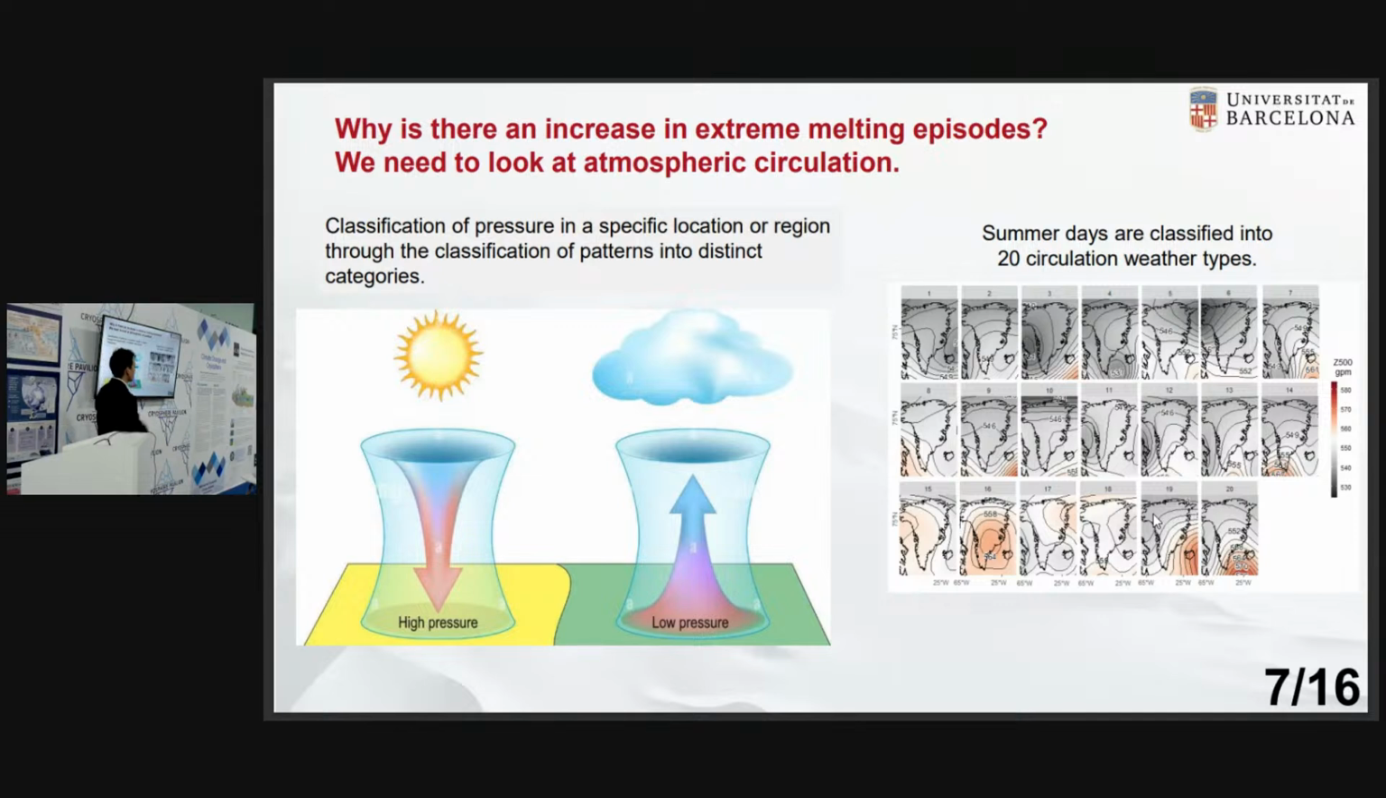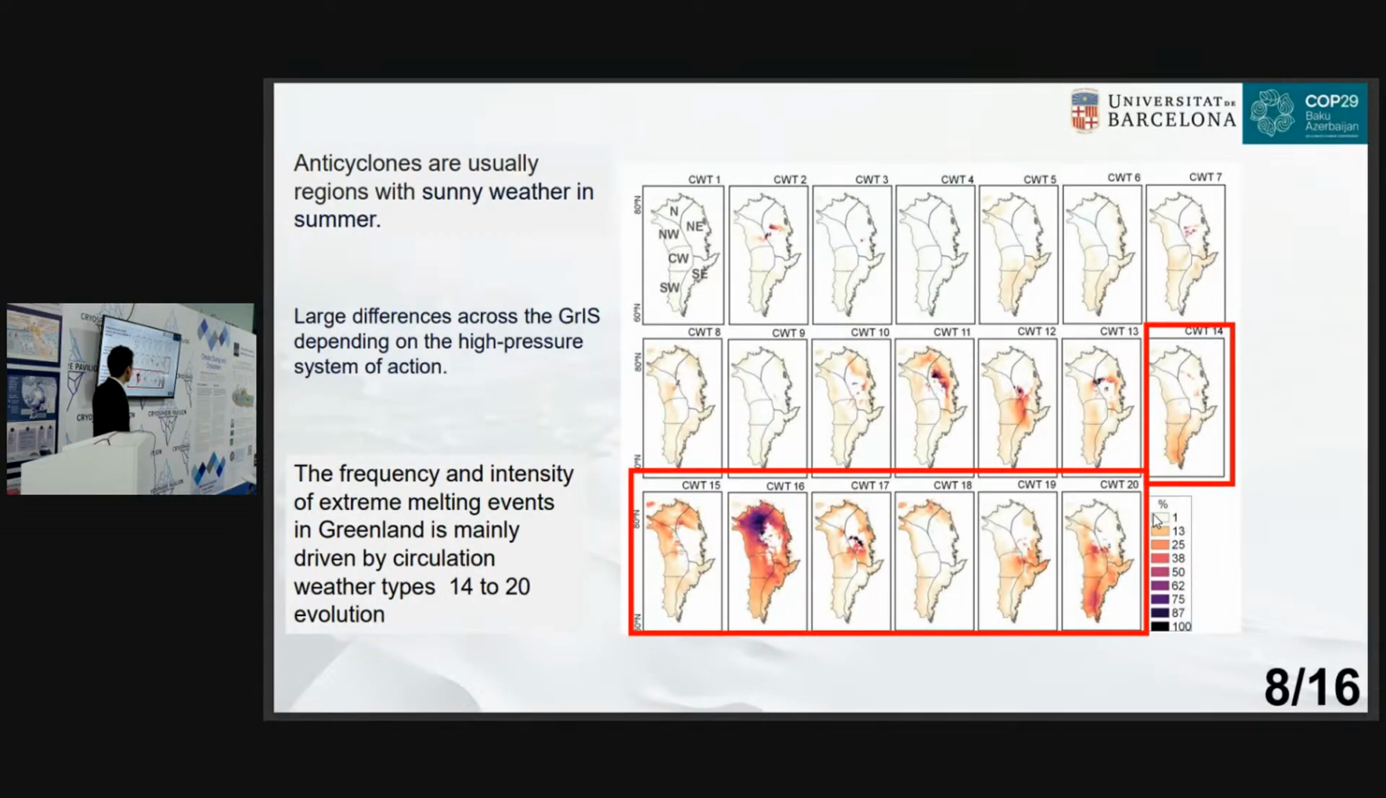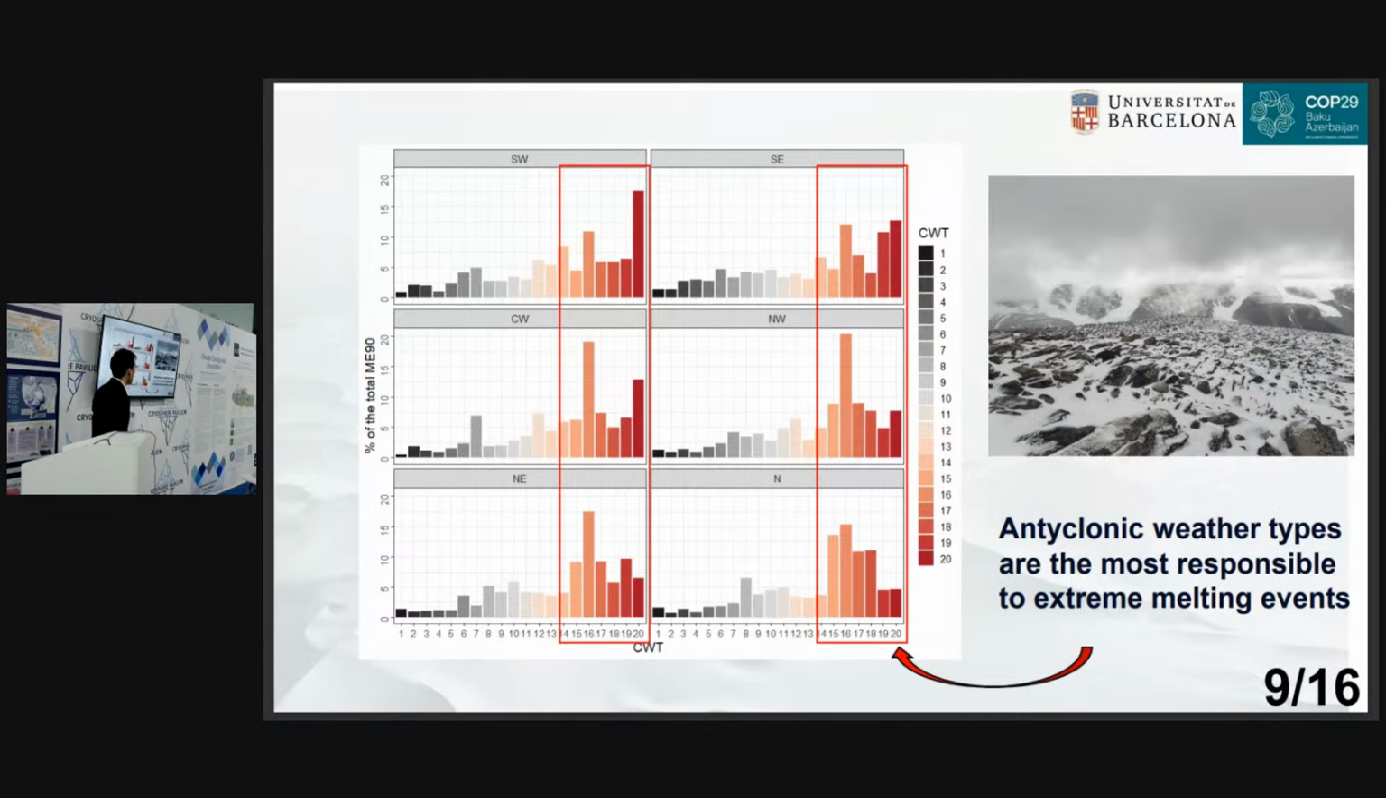Here you can see the result of the synoptic classification, and each day is classified into 20 circulation weather types. If we look at the contribution of extreme melting events grouped by circulation weather types, we find that 7 circulation weather types, related to anticyclonic conditions, are driving the extreme melting episodes in the Greenland Ice Sheet. Here you can see all the circulation weather types and the average of extreme melting for each one. Here is the same information in a bar plot. On the horizontal axis are the circulation weather types, and on the vertical axis the contribution of each synoptic weather.